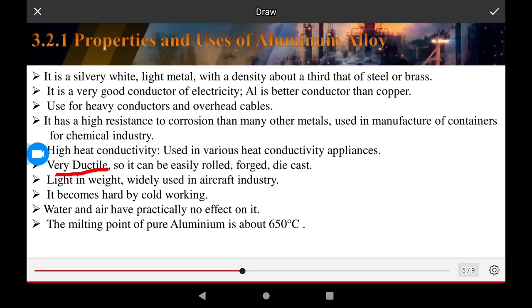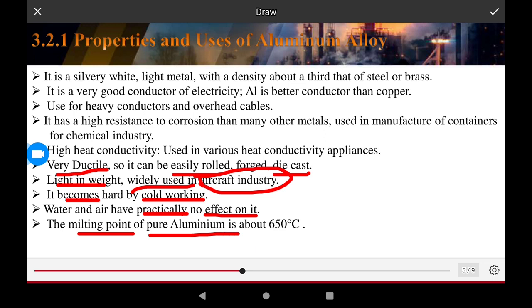It is very ductile and soft, and can be easily rolled, forged and die cast. Light in weight, it is widely used in the aircraft industry. It becomes hard by cold working. Water and air have practically no effect on it, because of the aluminum oxide coating. The melting point of pure aluminum is about 650 degrees Celsius.